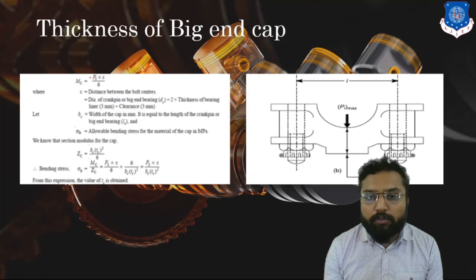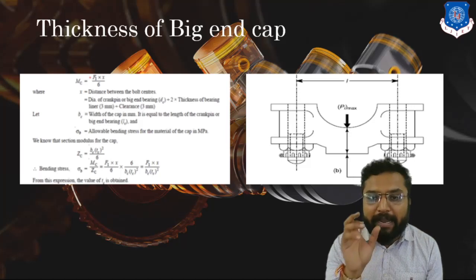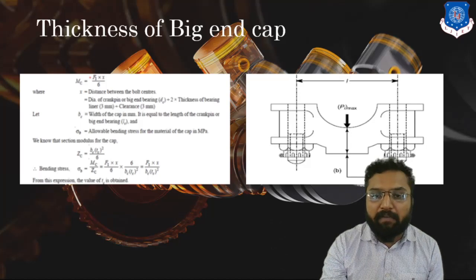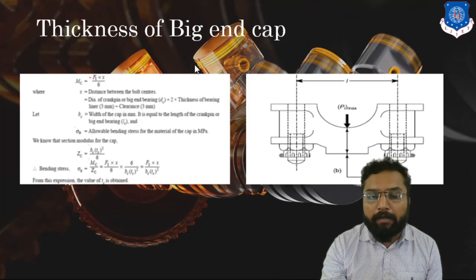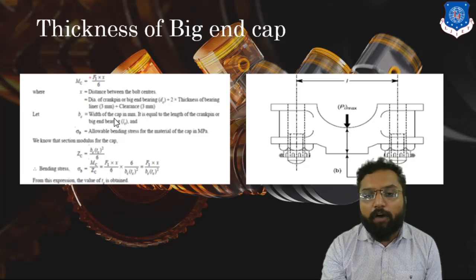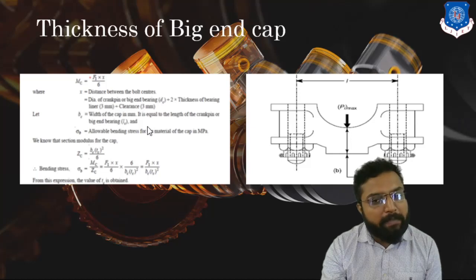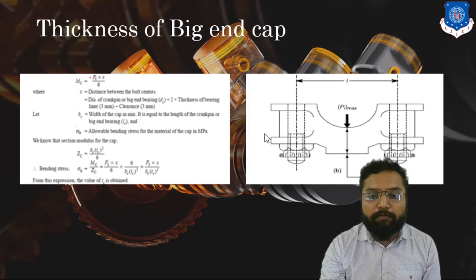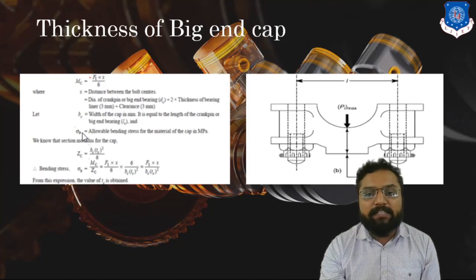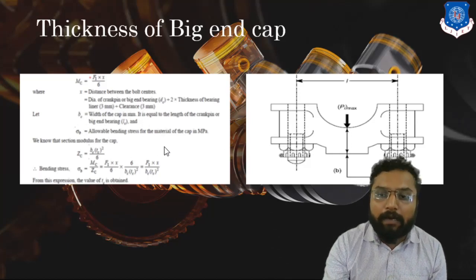So what is that going to be? It is the diameter of the big end bearing plus 2 into the thickness of the bearing plus 3, which is clear. In this image you can see the distance between the bolt center and our center, where b is the width of your big end cap from that side direction. You can see the thickness of that, and this is the allowable bending stress for our big end cap.